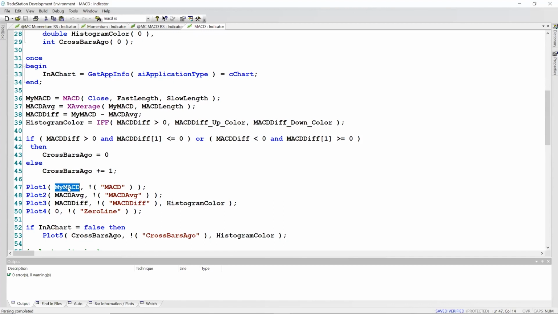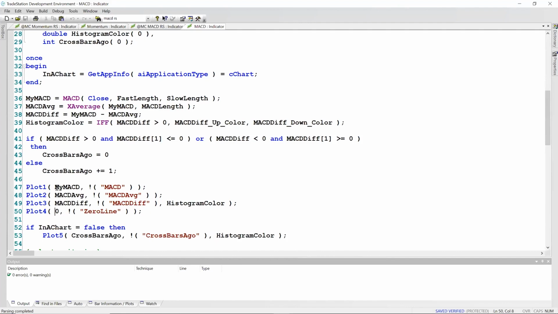You can see that I have my MACD. I have the MACD average, which is the signal line. I have the MACD difference, which is my histogram. And then I have my zero, which is the divider. You see that visual, and it enhances when the indicator goes from positive to negative or negative to positive.